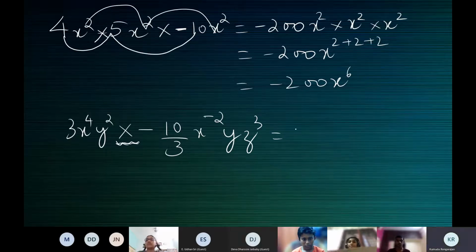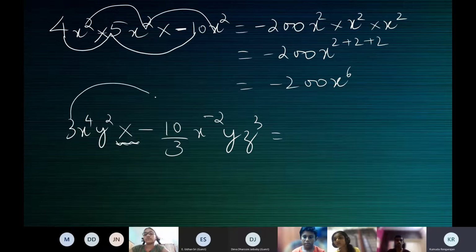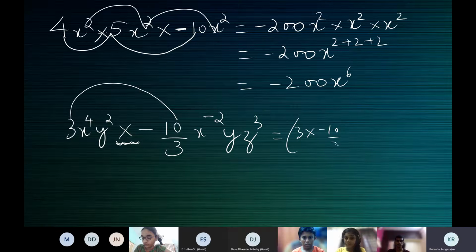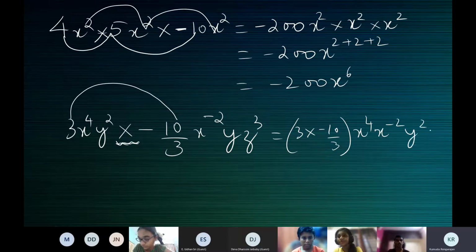So how do we multiply? We multiply the numerals. So we multiply the numerals, 3 into minus 10 by 3. And we multiply the literals. So it will be x to the power 4 y. Then I can write these two together, right? Y square and y z cube. See, when you don't write, you can put a multiplication sign if you're confused. 3 and 3 gets cancelled. So we have minus 10.